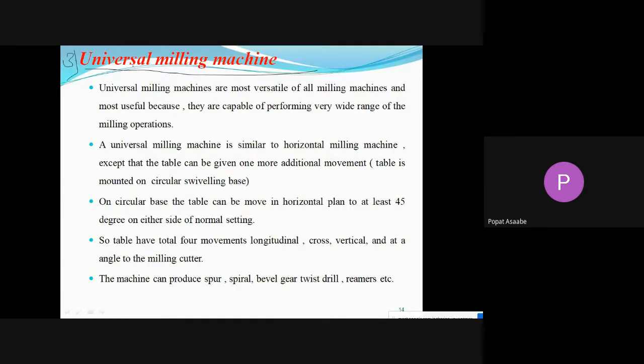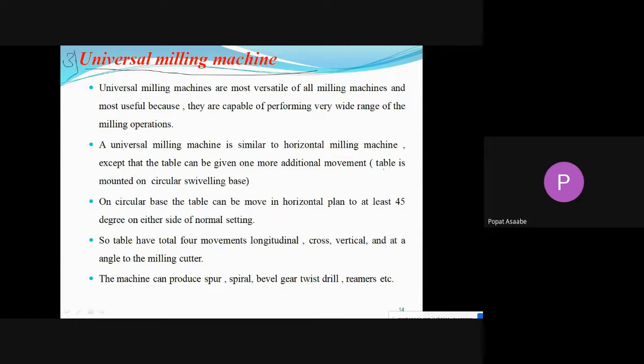Again, the universal milling machine is similar to the horizontal milling machine, but the only difference is that in the universal milling machine we are going to use one additional element. What is that additional element we are using in the universal milling machine?